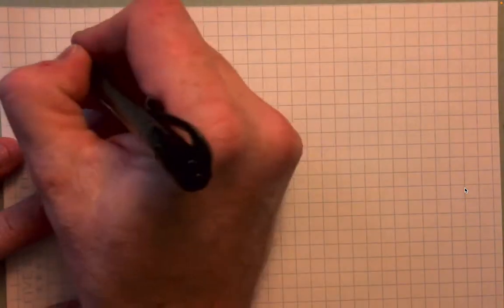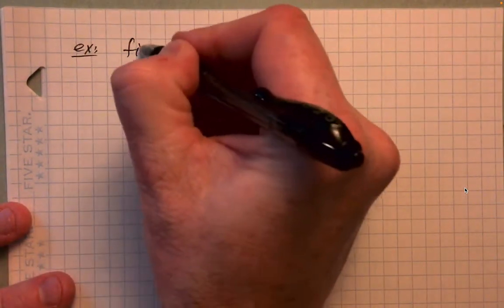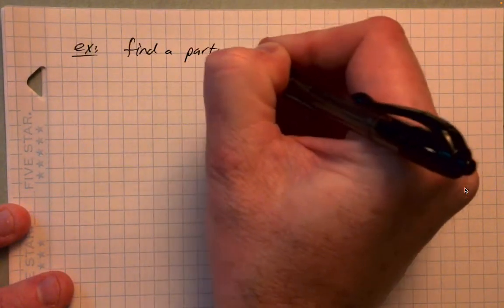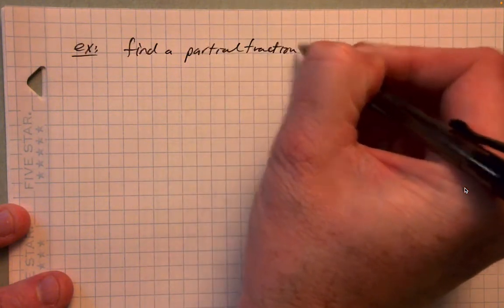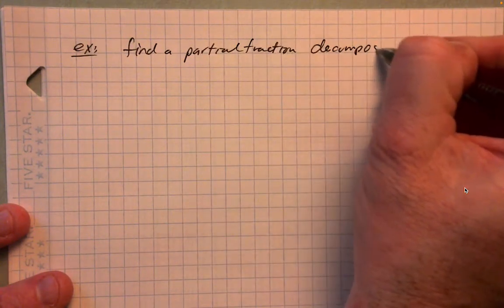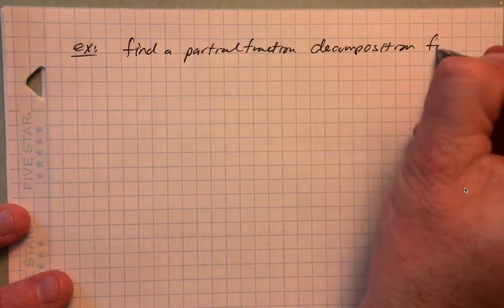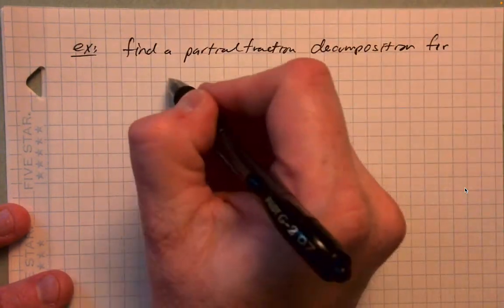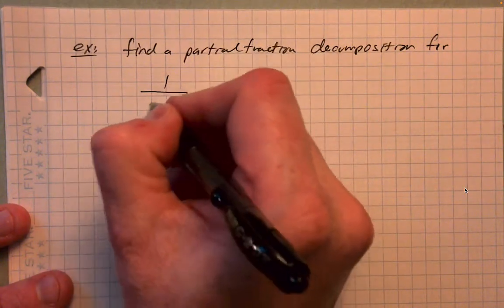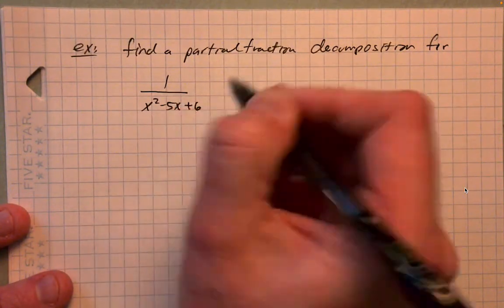Okay, so let's go through an example and see how this works. I'll start with a more chill example, where we just have single linear factors. We'll work up to the quadratic factors. Let's find a partial fraction decomposition for this: 1 over x squared minus 5x plus 6.